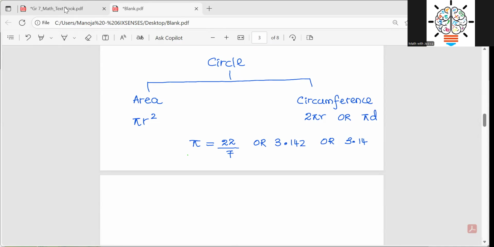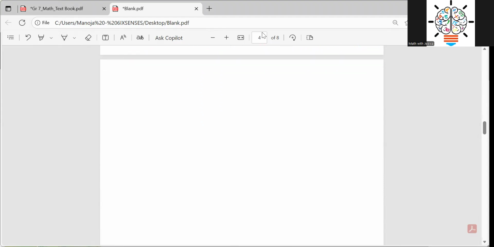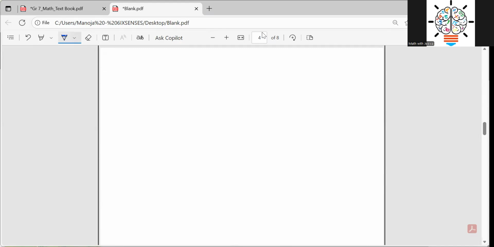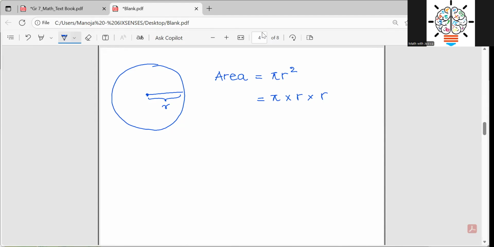Sorry about that. Okay, so then we will move to the formulas one by one. Let's say now you have the full circle. This is the center and this is the radius, right? You find the area of this circle, πr squared. What does this mean, children? π times r times r.